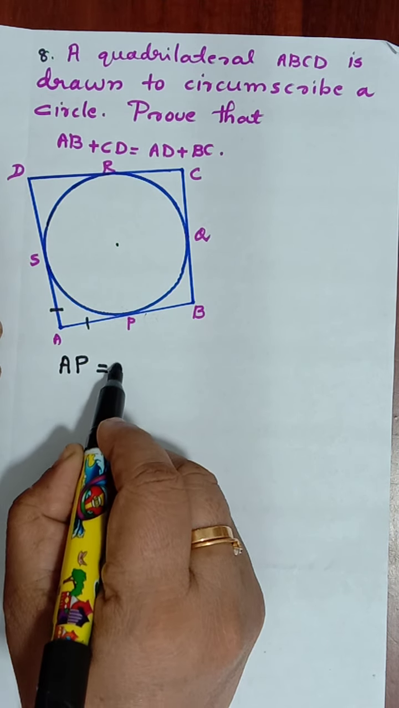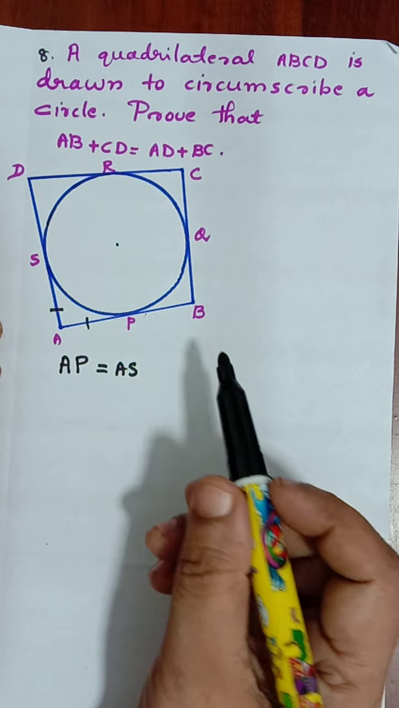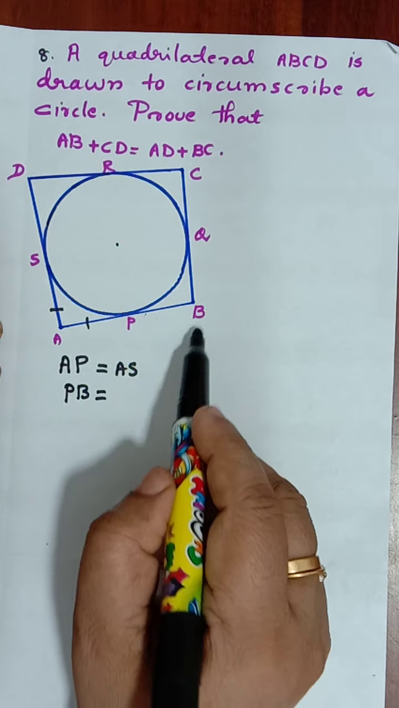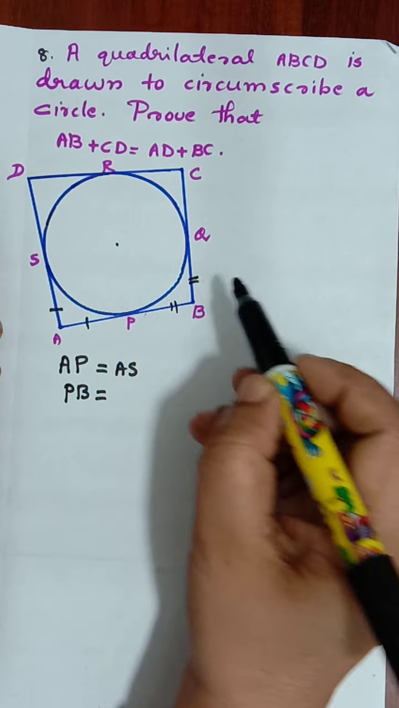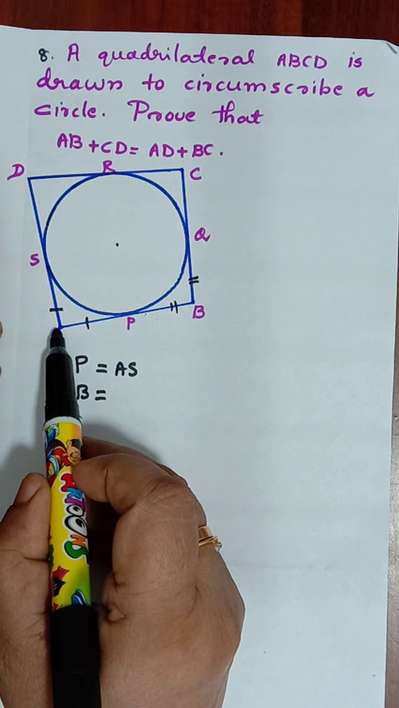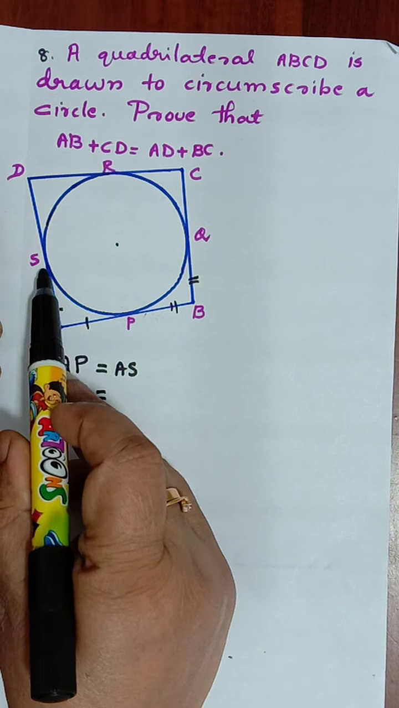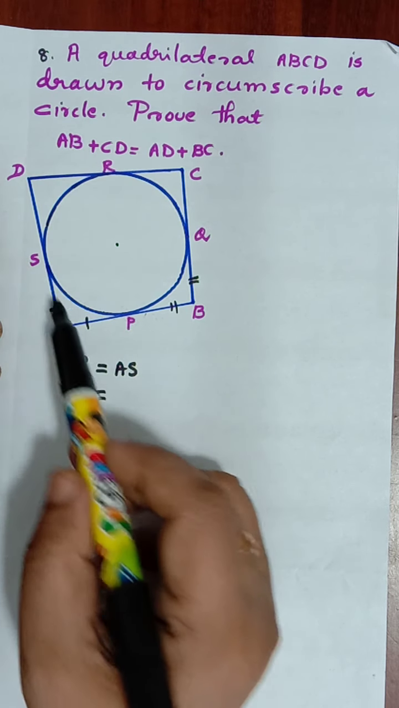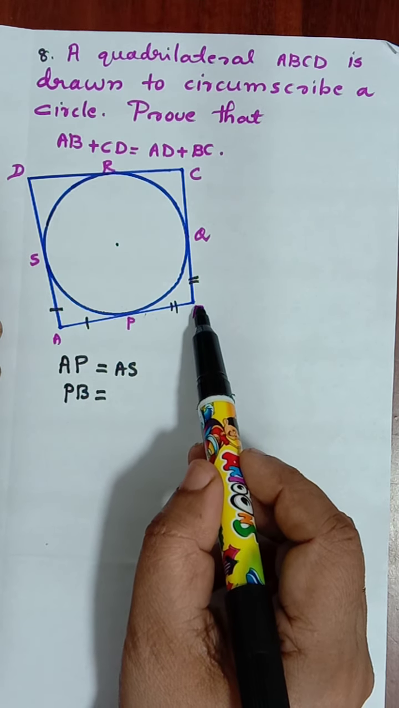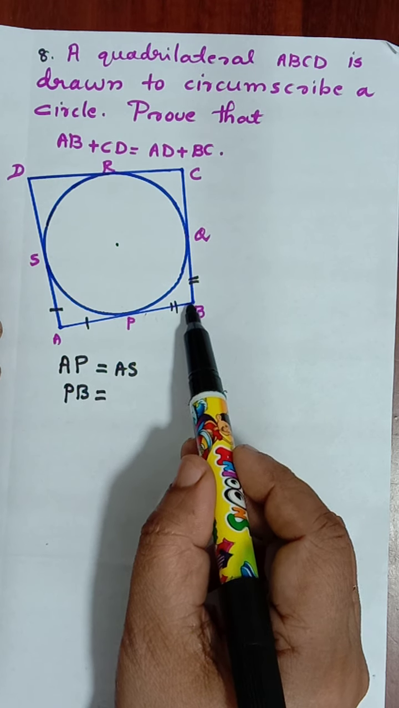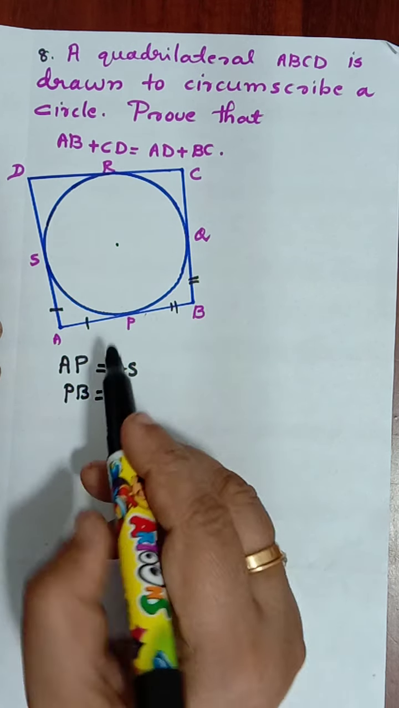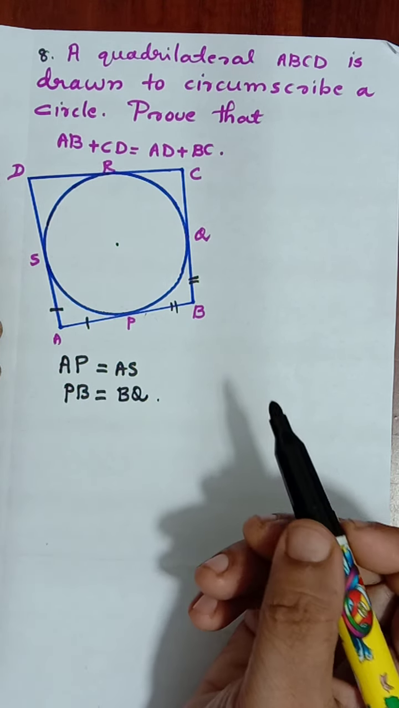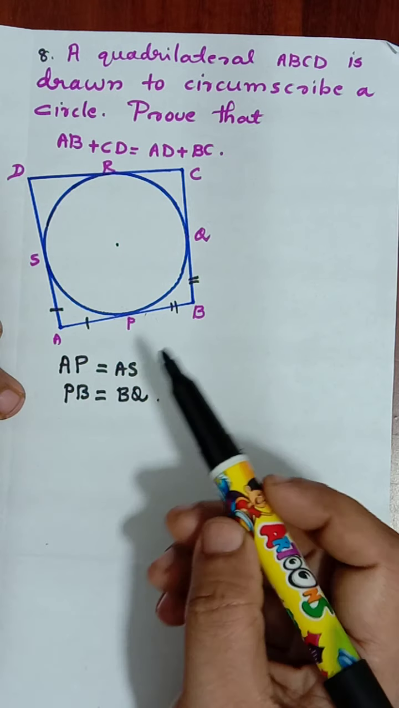We know that AP equals AS. Similarly, PB equals QB. These two portions are equal because A is a point outside, and AP and AS are tangents to the circle at the points of contact P and S. So AP equals AS. Similarly, B is a point outside, and from the point outside, BP and BQ are two tangents. So PB equals BQ, here we can write. Then we add these two, so it's an arrangement, children.